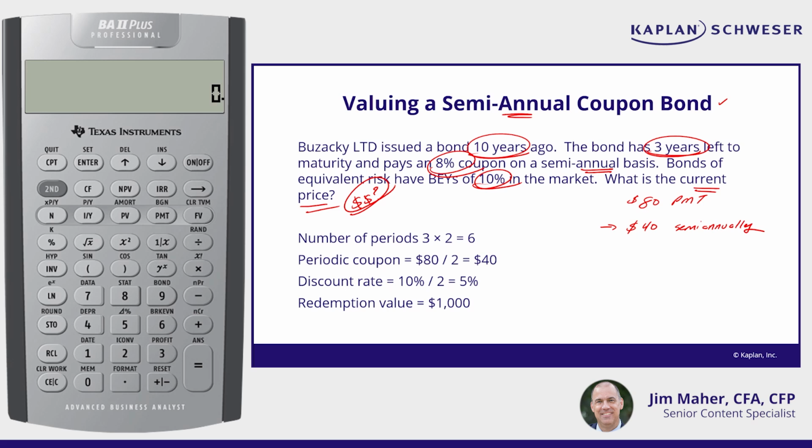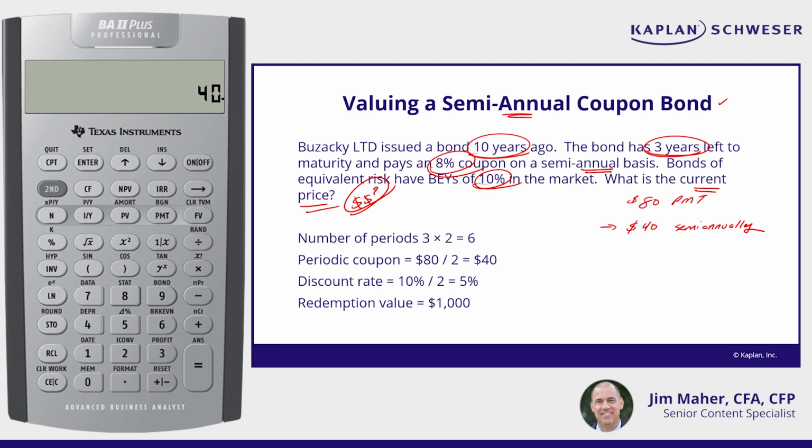So our number of periods, that's real simple. You have 3 years left to maturity times 2 payments per year. So you really have 6 periods left. Our periodic coupon, once again, was 80 divided by 2. That's really a simple one, 40.